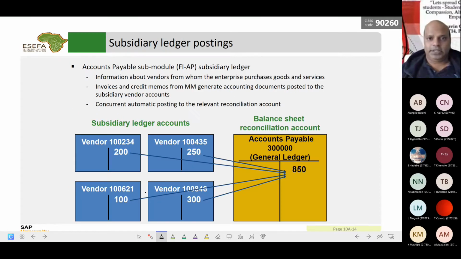Subsidiary ledger postings. Accounts payable. It's the information about the vendor from whom the enterprise purchases goods and services.